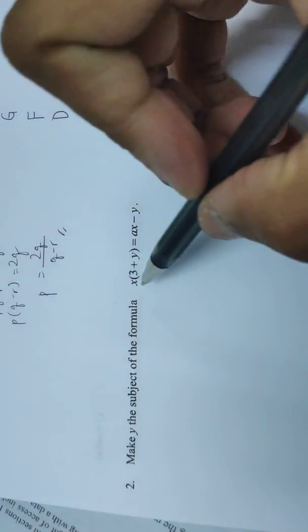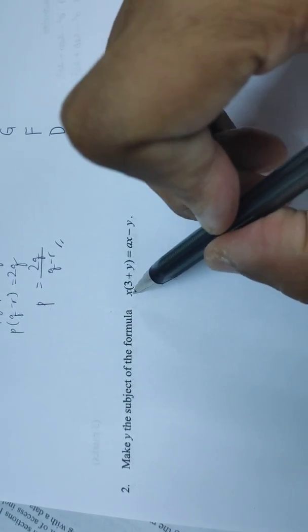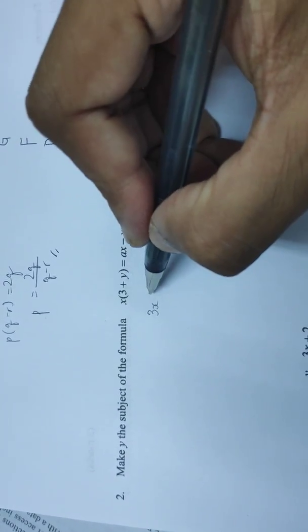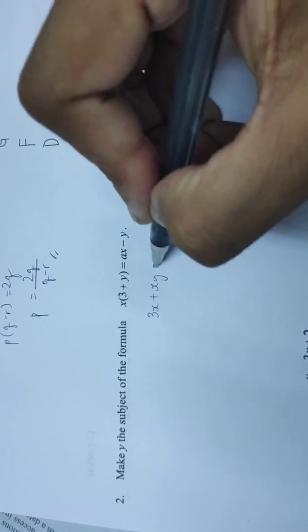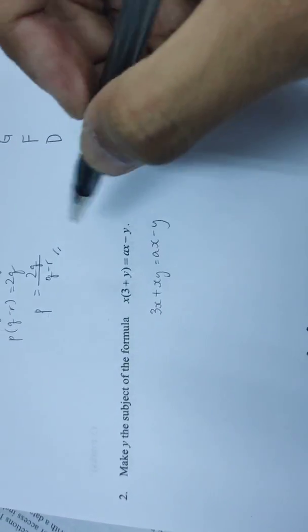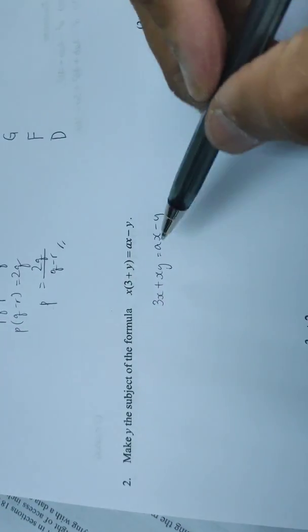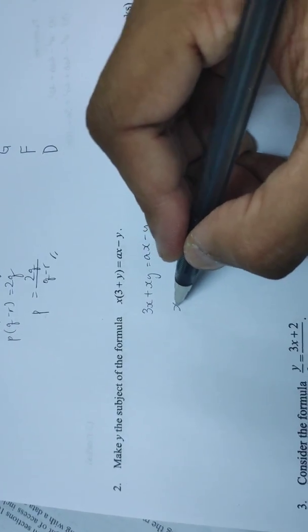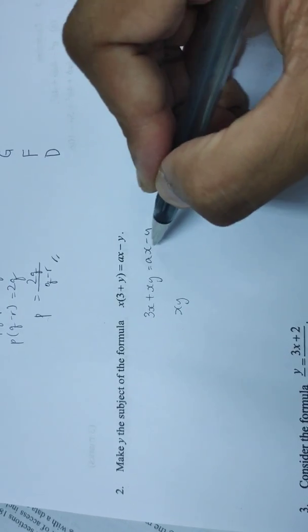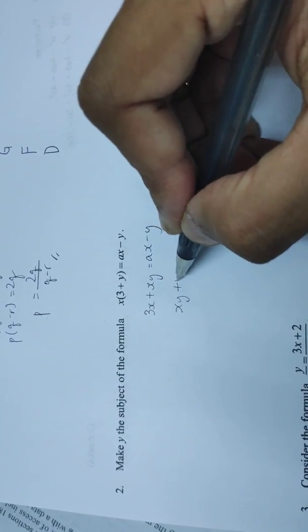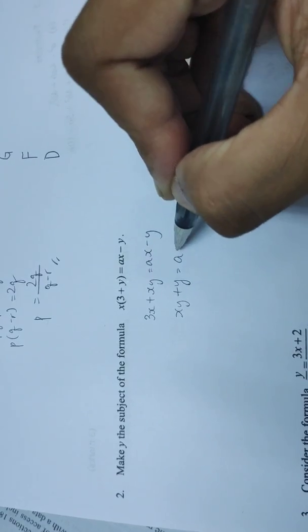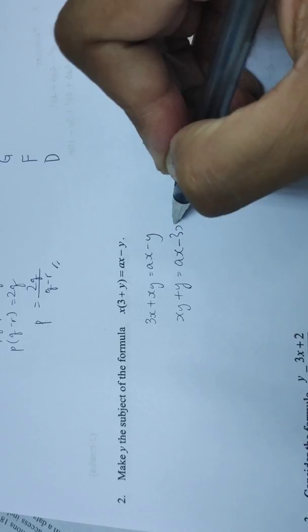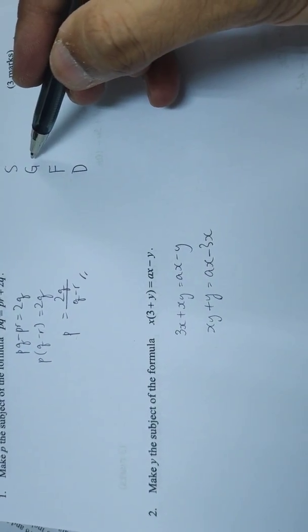And if you look at the second one, see there's a bracket, so open it up. So x times 3, 3x, x times y, xy. We need to group the y's together, so there's a y here and there's a y here. So xy stays here and the negative y would be added over. And since 3x is on this side, we have to minus the 3x to the other side. So we have done the grouping stage.